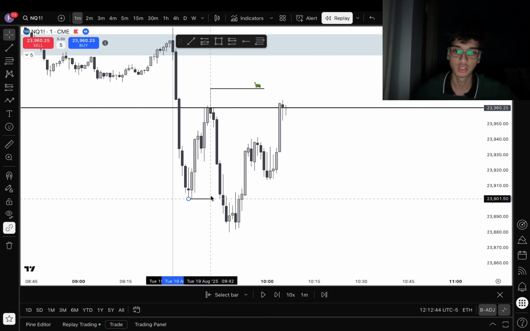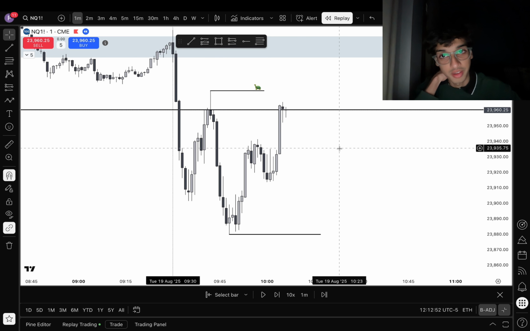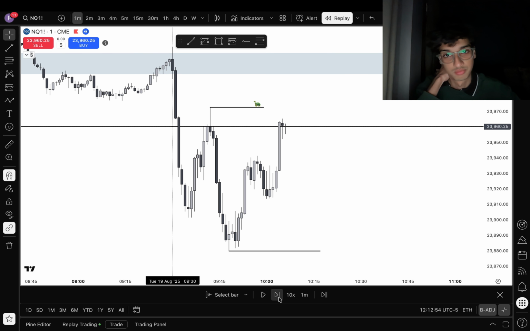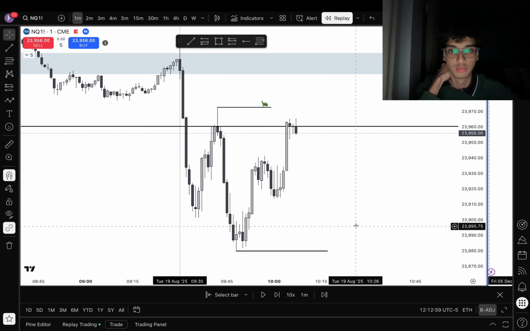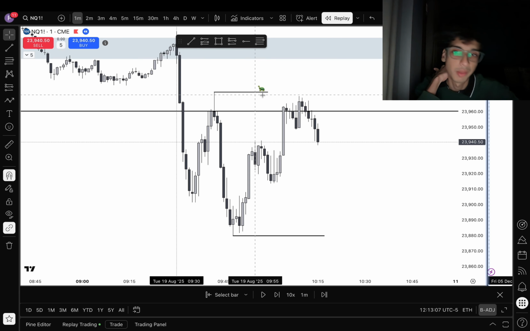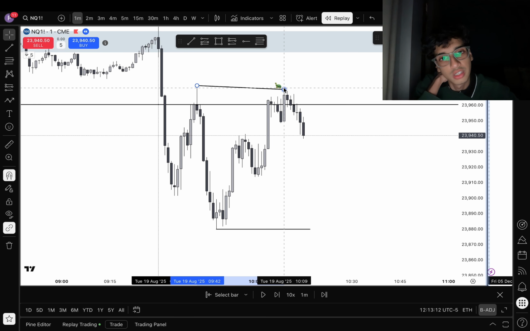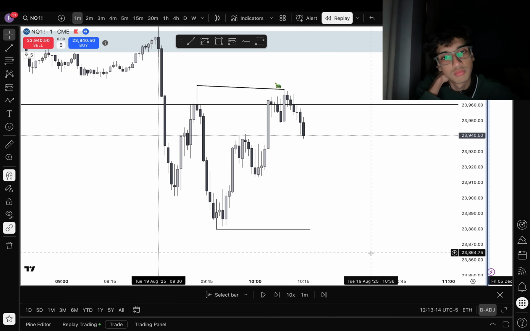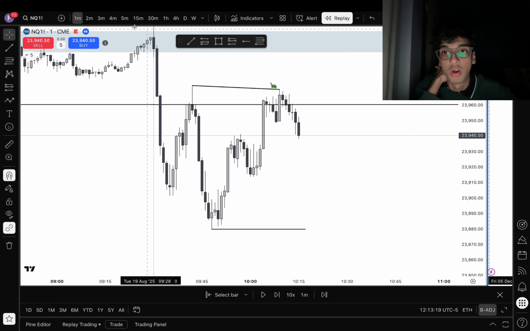Generating stacked lows right here. I might think we have SMT. To be honest, guys. But I think it didn't end up sweeping that buy side liquidity. So I'm not taking anything unless and until we have SMT right here. If we have SMT right here, then I'm looking for a long.